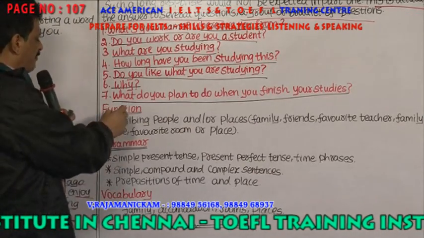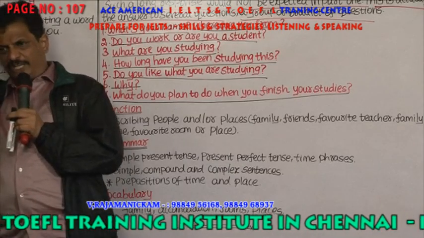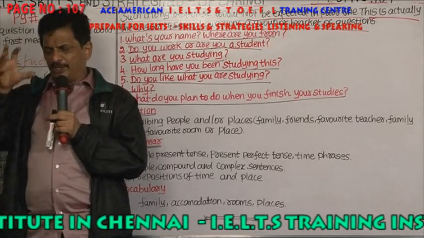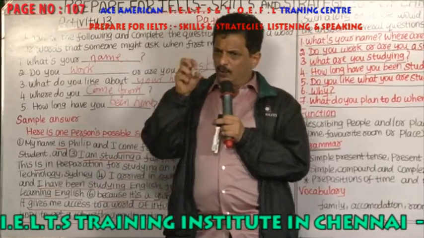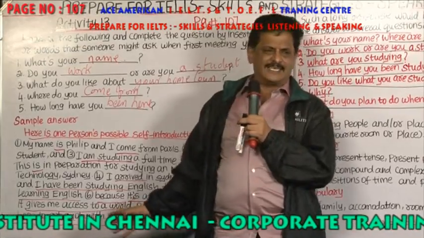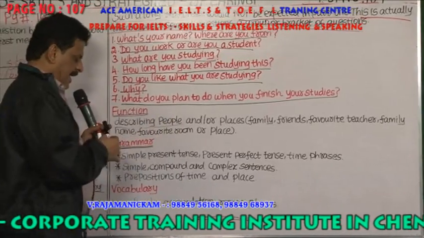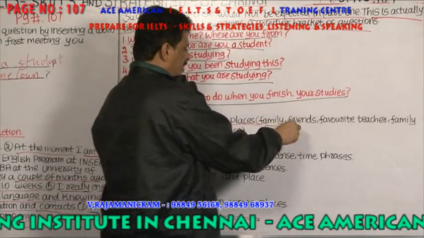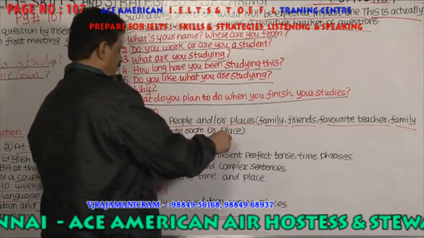And coming here, function. What do you mean by function, sir? How your language is functioning from your mind. What type of tenses to be used? What is the grammar to be used? See, it gives one singular and singular verb. So what are the vocabularies to be used? He says contacts and information, world contacts he gets. So describing people and or places. Your family, your friends, your favorite teacher, your favorite home, your favorite room or place.